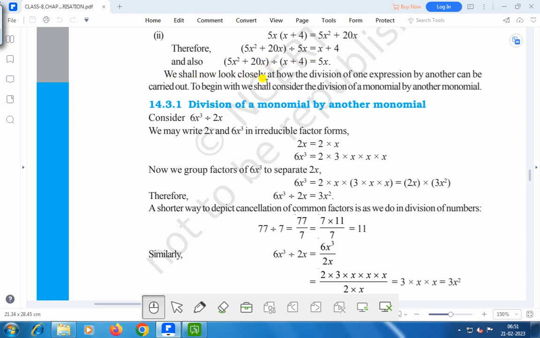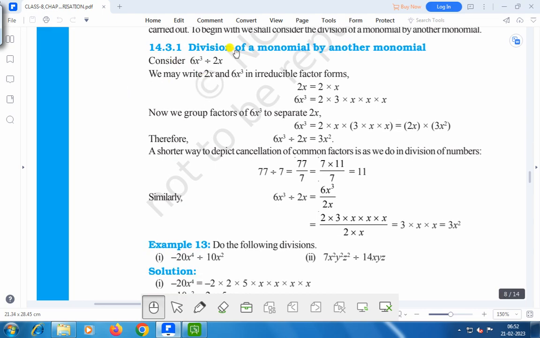We shall look closely at how the division of one expression by another can be carried out. To begin with, we shall consider the division of a monomial by another monomial. Consider 6x³ divided by 2x. We may write 2x and 6x³ in irreducible form.